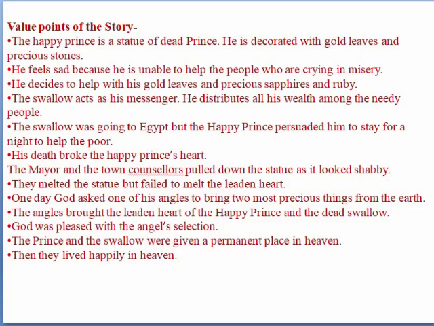The main points are: first, the happy prince is a statue of dead prince. He is decorated with gold leaves and precious stones. Second, he feels sad because he is unable to help the people who are crying in misery. Third, he decides to help with gold leaves and precious sapphires and ruby. Fourth, the swallow acts as his messenger. He distributes all his wealth among the needy people.